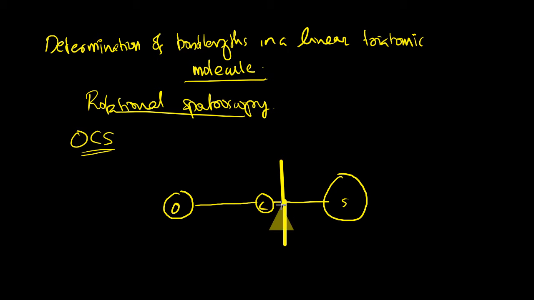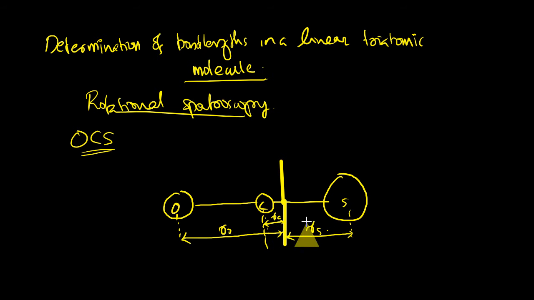And here let me make some measurements. The distance from the center of the oxygen to this axis, this distance, is RO. The distance from the center of the sulfur atom to this axis is RS. And the distance from the center of the carbon atom to this axis is RC.